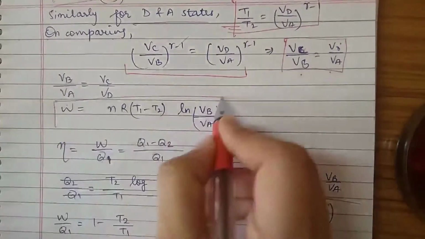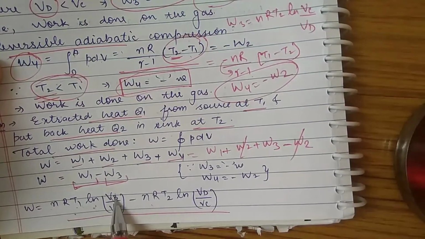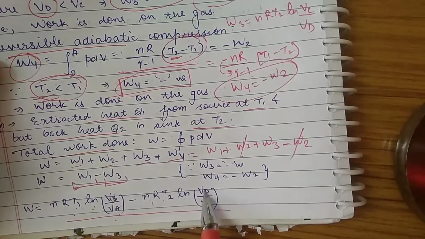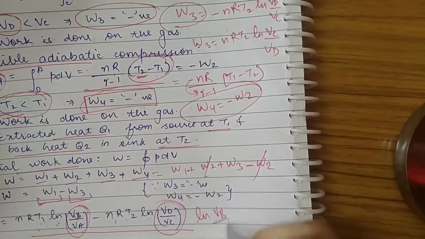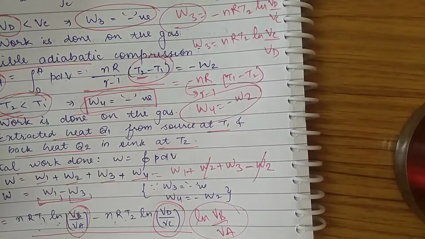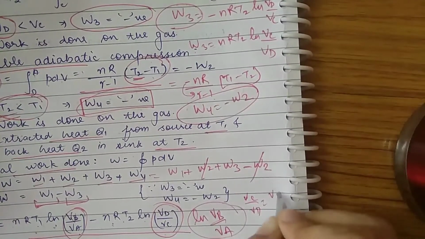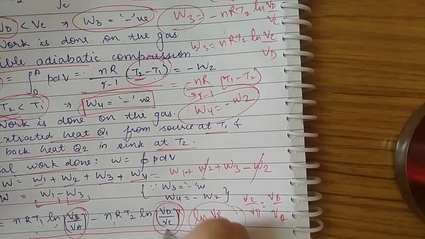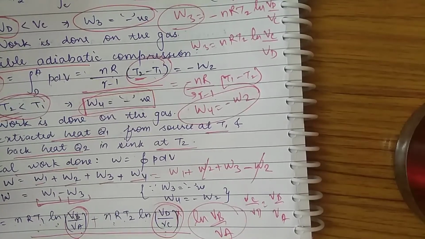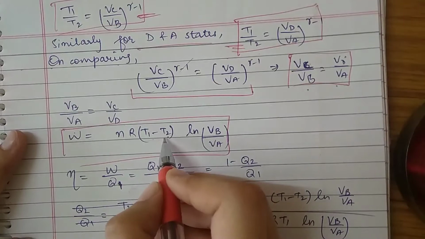So total work done, as we have given here, was nRT1 log Vb by Va minus nRT2 log Vd by Vc. Now these two terms have become the same, log Vb by Va, so we can take it common, and here Vc upon Vd is equal to Vb by Va, so we can interchange these two terms. Vd will become Vc and Vc will become Vd, and here we will change the sign. So log Vb by Va will be taken common, and the other term will become nR times T1 minus T2.